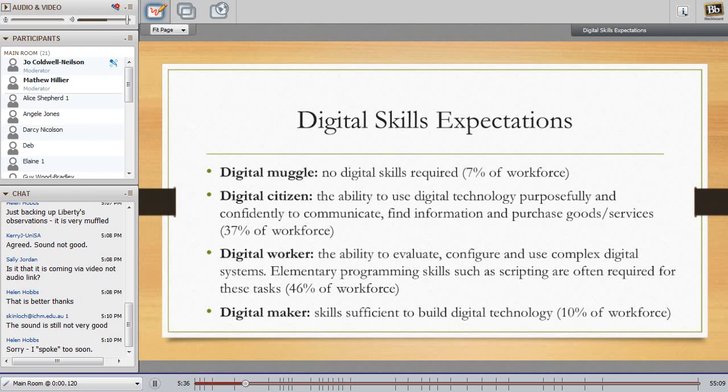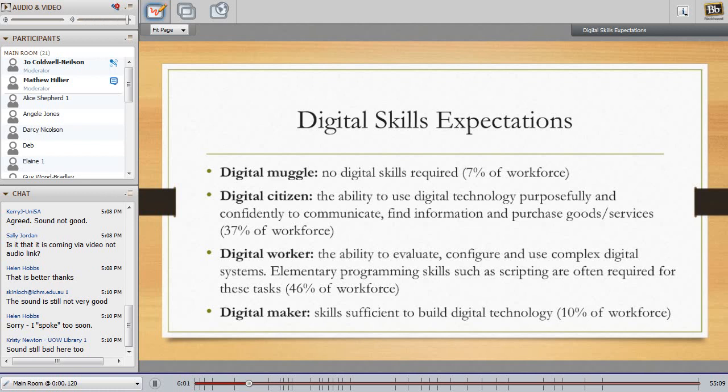The digital muggle, they suggest that no digital skills are required. And quite frankly, I'm having grave difficulty in trying to work out which 7% of the workforce require no digital skills at all. So if you have any suggestions, I would love to hear them.